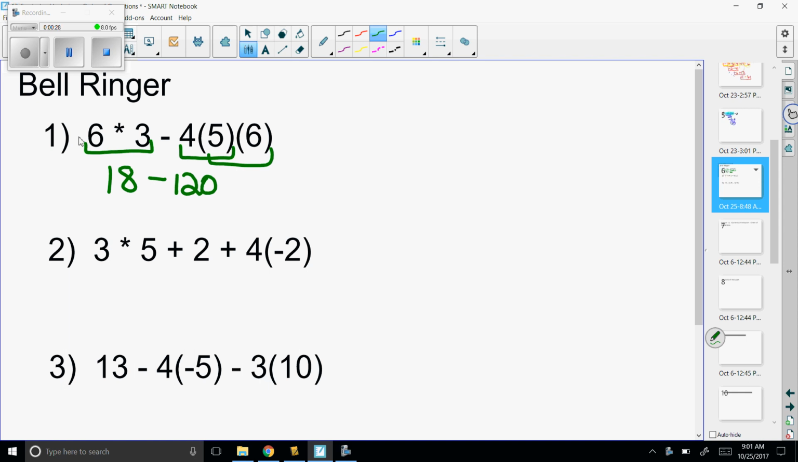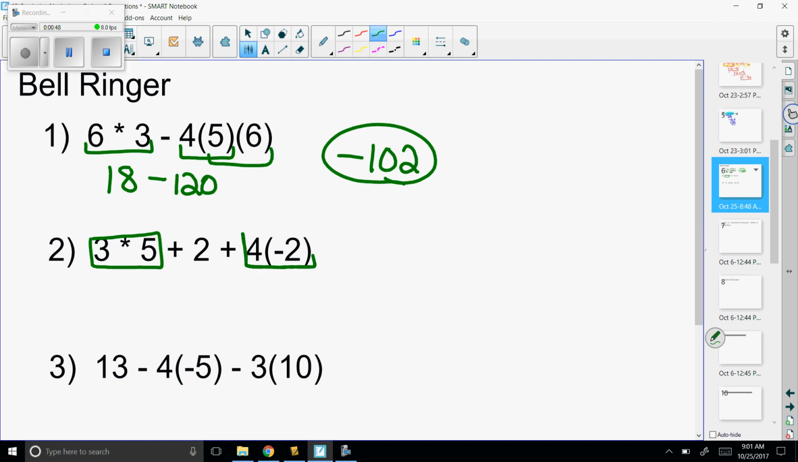One person just had 120 as their answer. You still have that front term involved. So you have more negatives, and if you take 120 and subtract 18, you end up with 102. Some of you have positive 102. Should be negative 102. The next problem, you're going to perform your multiplication first in orders of operations.